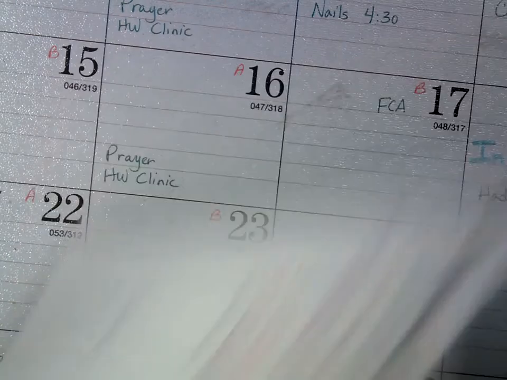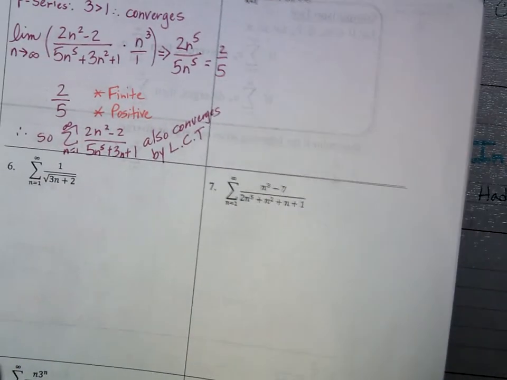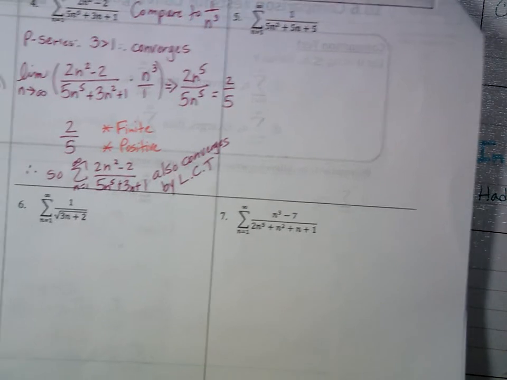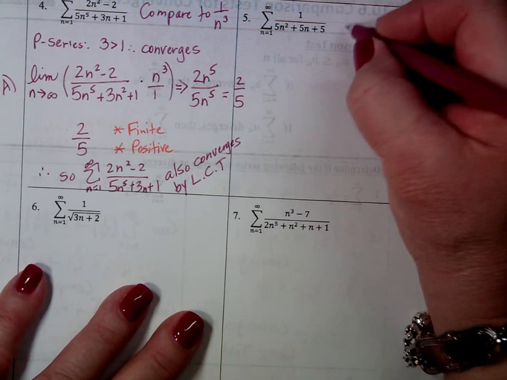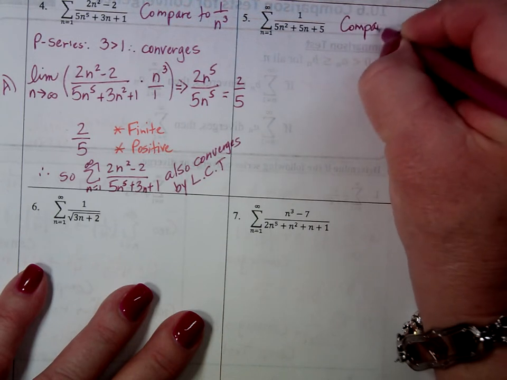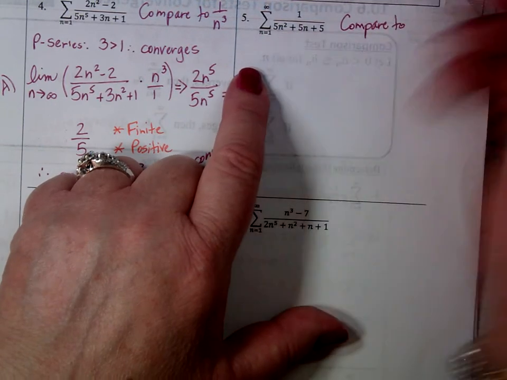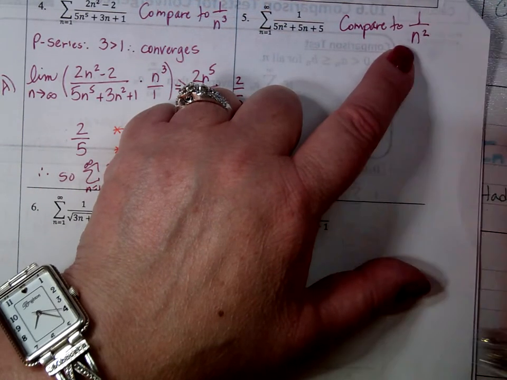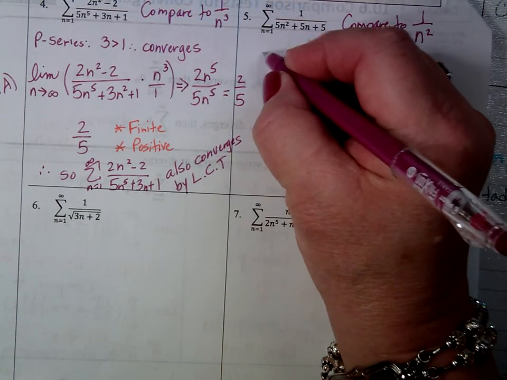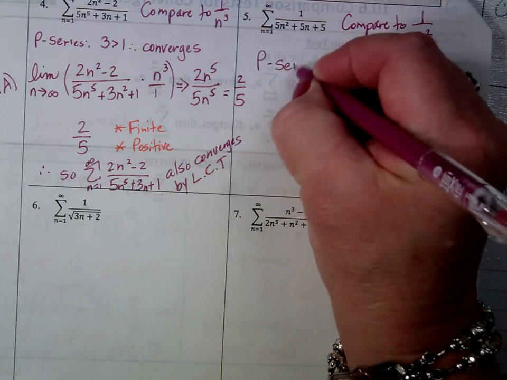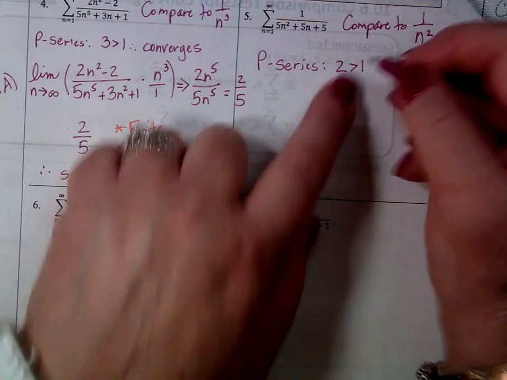Number 5. Job number 1 is, what am I going to compare it to? For number 5, there it is. I'm going to compare it to, I have an n squared power on the bottom, I've got a 1 on top, 1 over n squared. Well, a lot like the last one. I have 1 over n squared is a p series where the power is 2, 2 is greater than 1, and therefore I know that that converges.